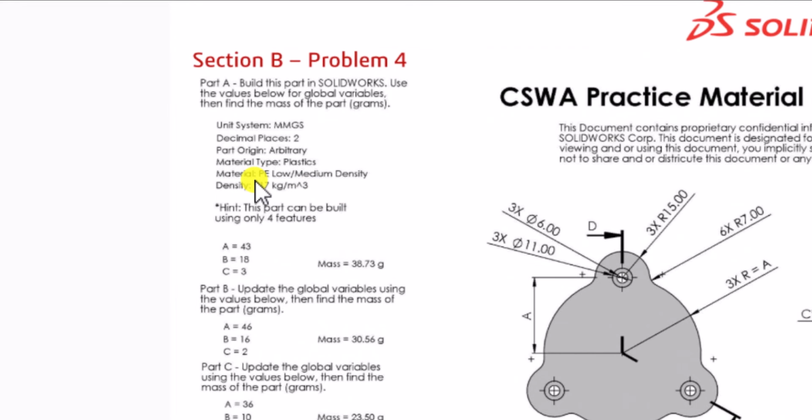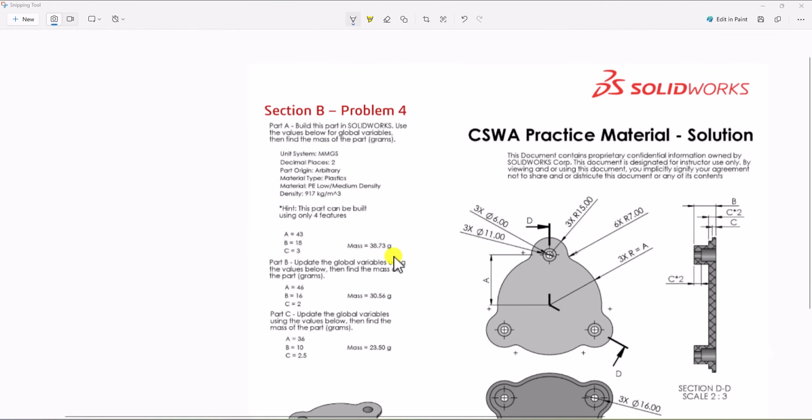As you can see in this question, they define a material to be PE low or medium density, and you have the density. So let's add material to this geometry and then check the total mass. You can see we have the total mass provided here. So let's go back to SolidWorks and add material.